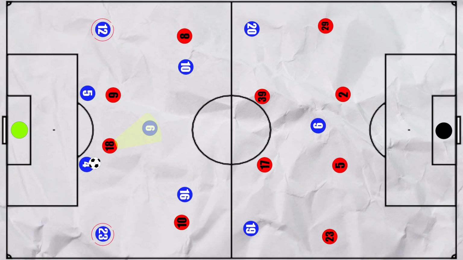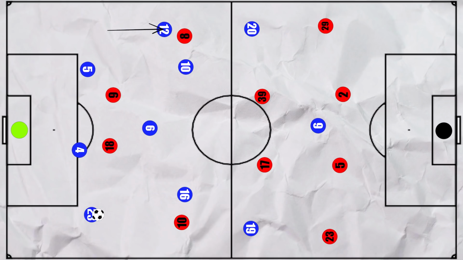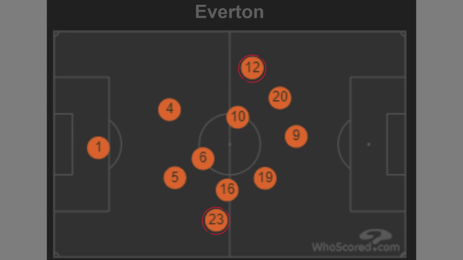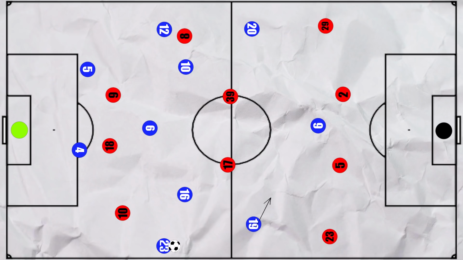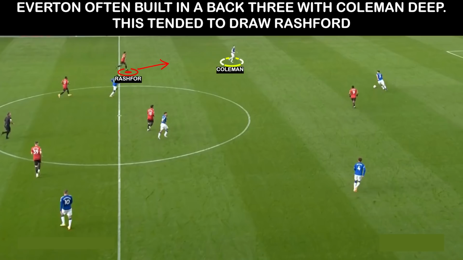The roles of Coleman and Digne were different in trying to beat this 2 versus 2. Digne would advance much higher up the pitch, whilst Coleman stayed deep to form the third centre-back, as shown in the average positions. This would often draw Rashford out to pressure him, and Coleman was willing to take Rashford on in the first half, as by getting into the wide regions, James would then be able to move into his preferred half space.